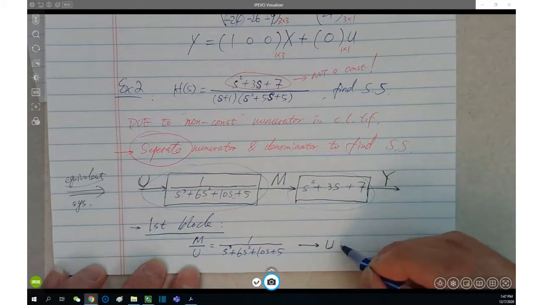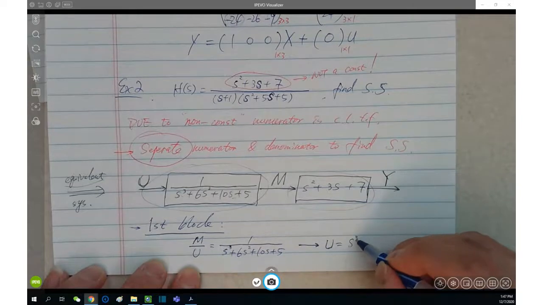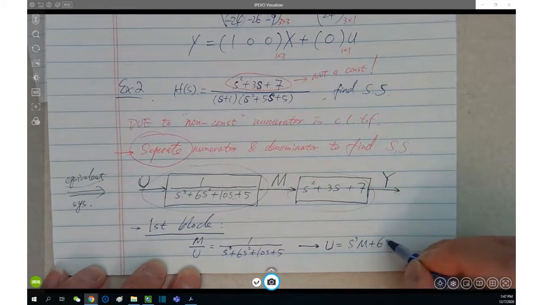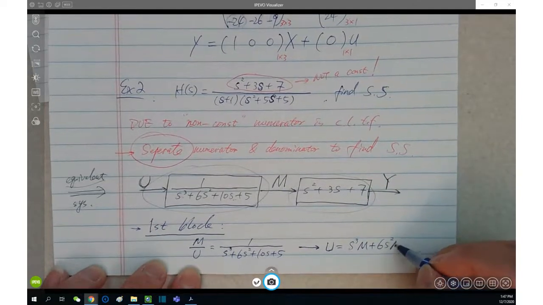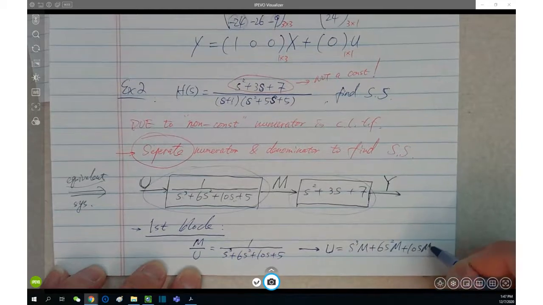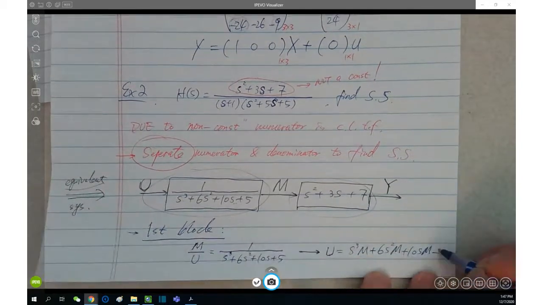U equals s cubed m plus 6s squared m plus 10s m plus 5m, right? This is the cross multiplication. Nothing difficult.